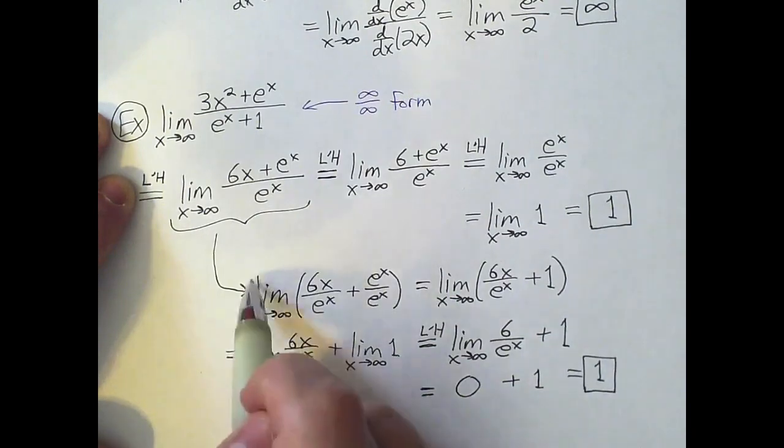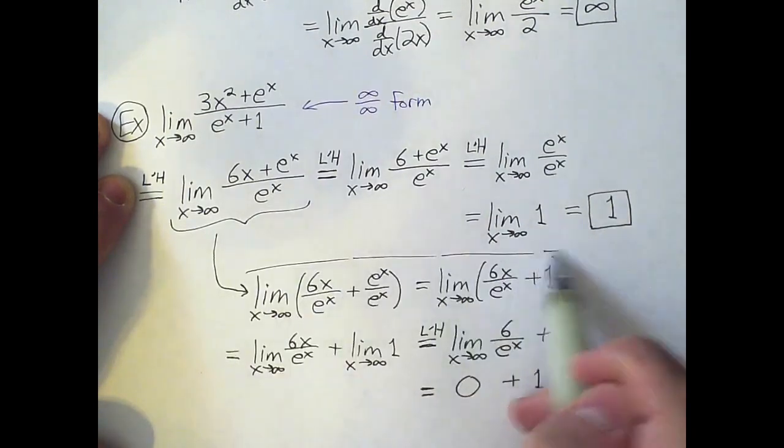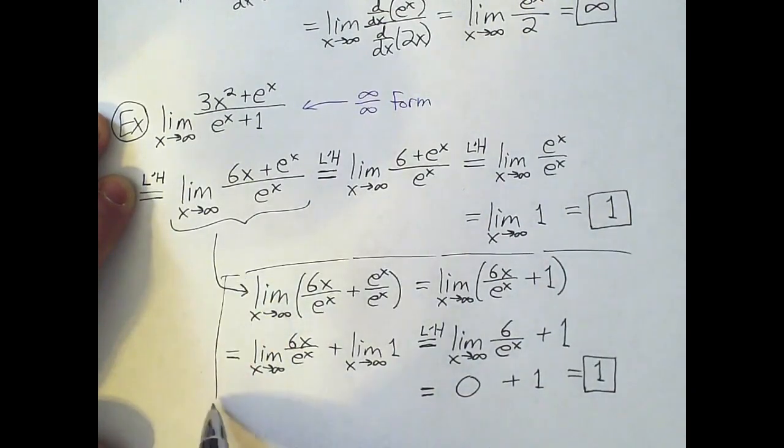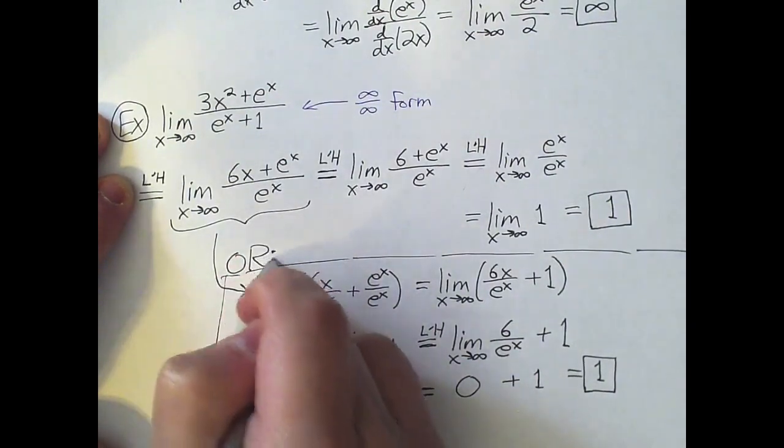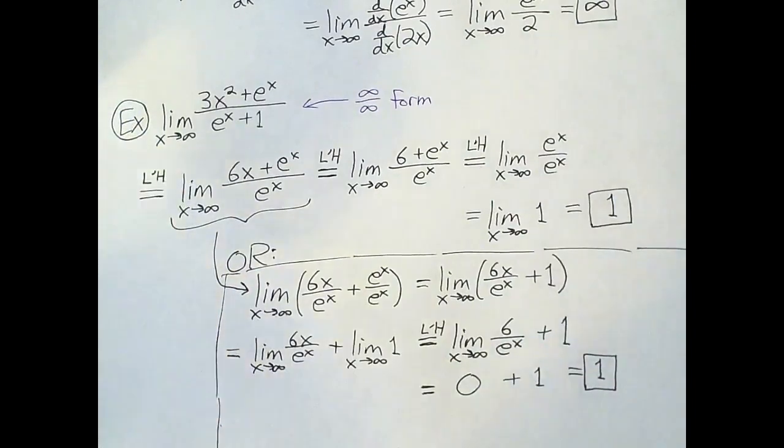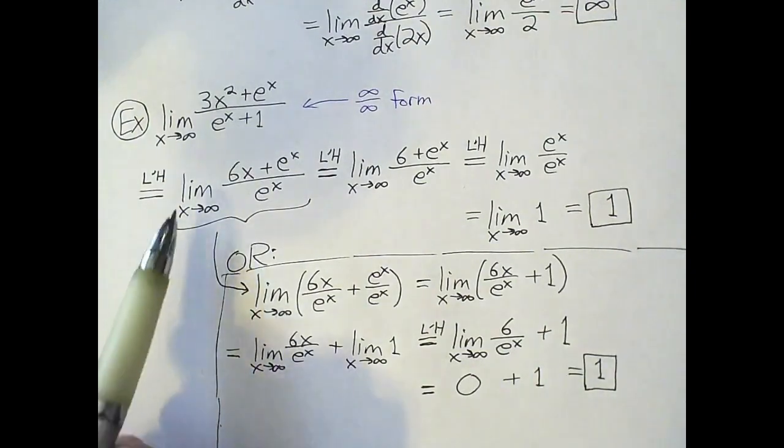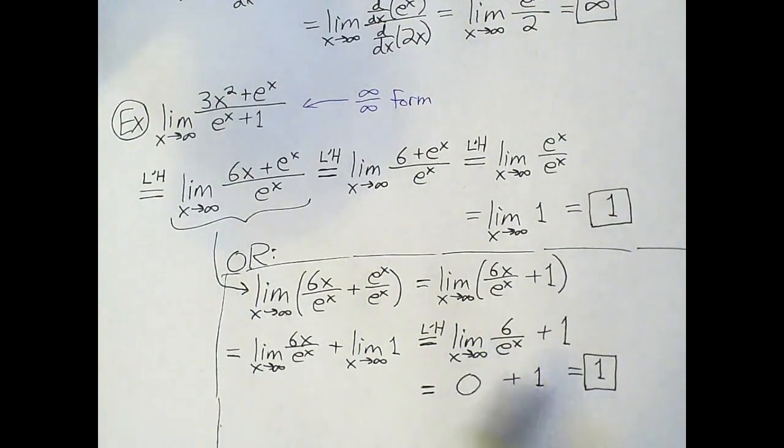So that's two different methods, I guess. The method up top, where we use L'Hopital's rule 3 times, that's pretty straightforward. There's nothing wrong with that. I just saw this as another way to do it. I guess I wound up using L'Hopital's rule twice with this method.